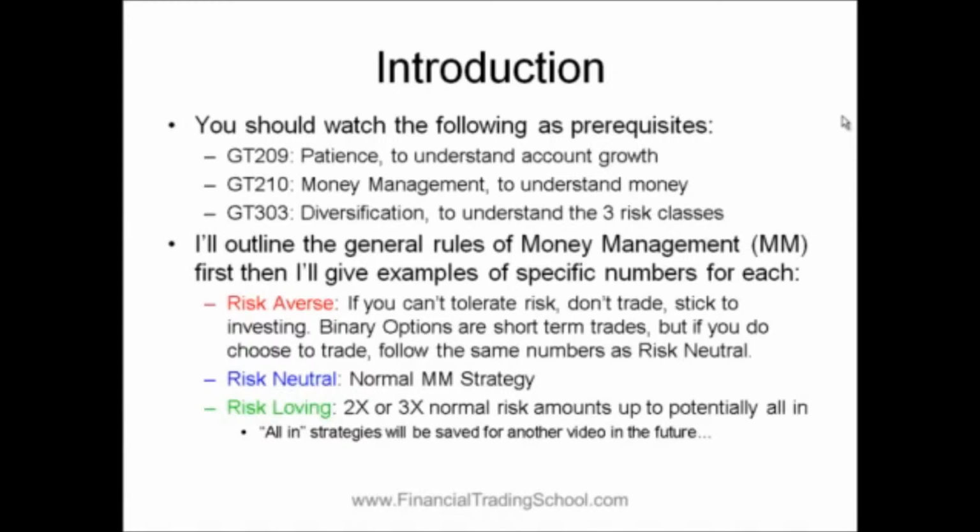So I'll start off by outlining the general rules of money management, then I'll give specific number examples for each risk class. And the 3 risk classes are risk averse, risk neutral, and risk loving. For the risk averse people, if you can't tolerate risk, then don't trade. Stick to investing, because binary options are short-term trades. But if you do choose to trade, follow the same numbers as risk neutral. Risk neutral is just the normal money management strategies. And then risk loving is basically 2 to 3 times normal risk amounts up to potentially all in. And as an aside, all in strategies, quote unquote, will be saved for another video in the future.